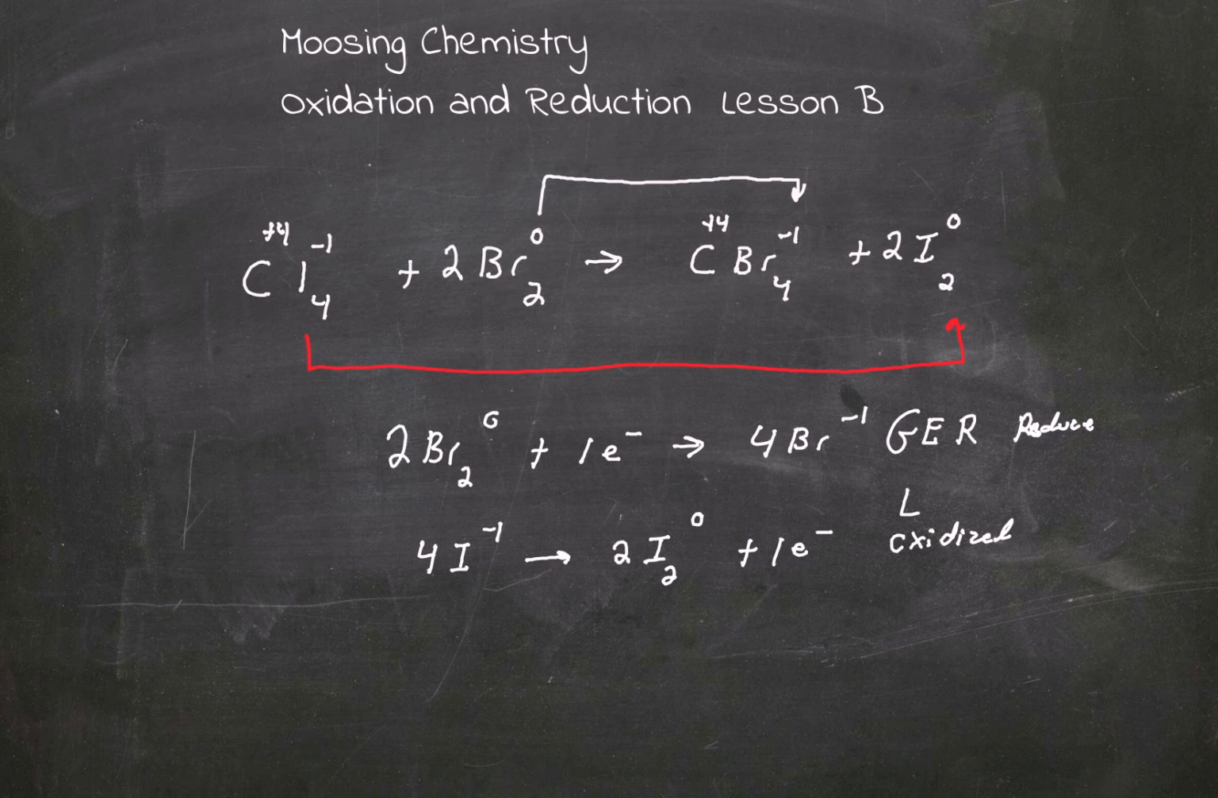So we're going to LEO. Remember, it's Leo the lion goes GER. Lose electrons, oxidize. Gain electrons, reduce.